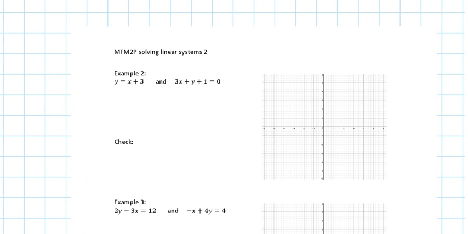So let's look at the first equation. What's my first equation? y equals x plus 3. Do I need to change that or is it good? It's good. y is by itself, right? Good. How about the second equation? 3x plus y plus 1 equals 0. Do I need to change that or is it good? You need to change it. So what do I do? Move over the 3x and move over the 1. When I move them over, I have y equals minus 3x minus 1. Are we okay with that?